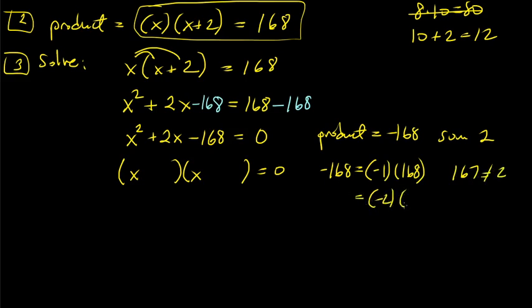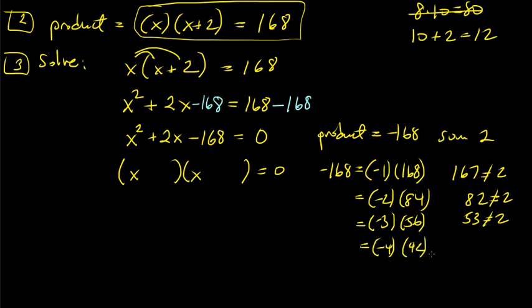If you divide by negative 2, I think you get 84. And negative 2 plus 84 is 82, but that's not equal to 2. So if we divide by 3, we get 56, and that's not it either. If we divide by negative 4, we're going to get 42. And 42 minus 4 is 38, which is not 2. We can skip negative 5, it's not divisible by negative 5.